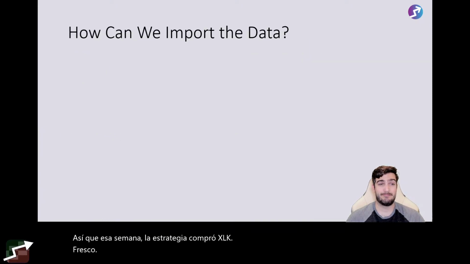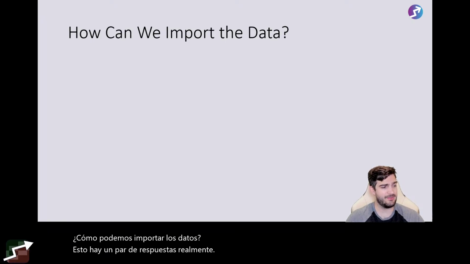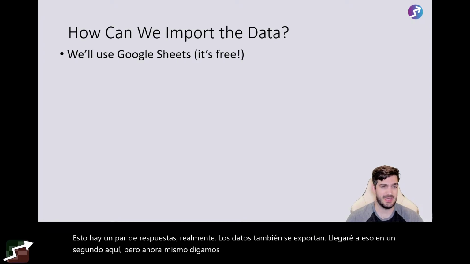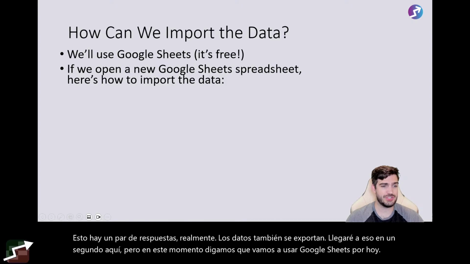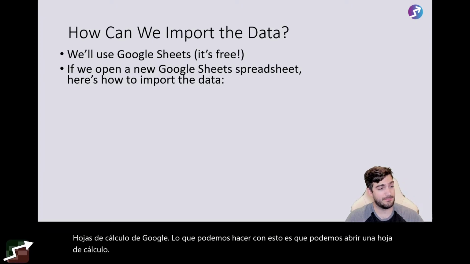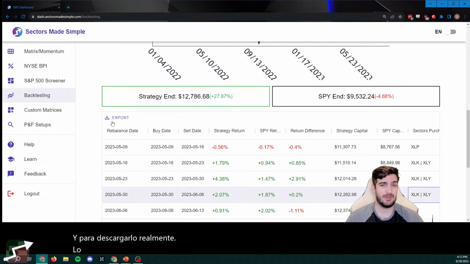Next step. How can we import the data? There are a couple of answers. Really, the data is exported as, well, I'll get to that in a second. But right now, let's just say we're going to use Google Sheets for today. Google Sheets, what we can do with this is that we can open a spreadsheet, and to actually download it, not sure why that step's missing. What you do is you go down here, you click export, and then you would download as a CSV.